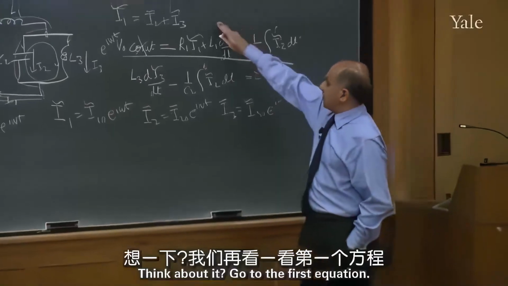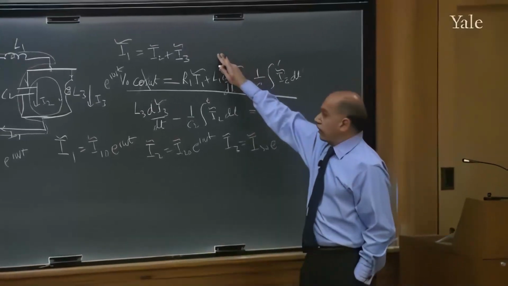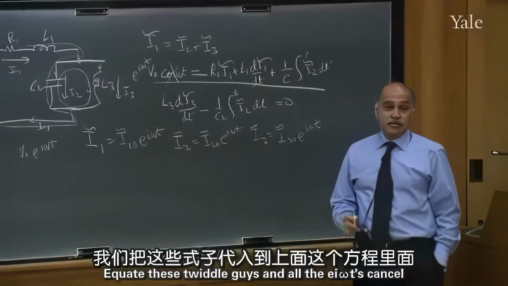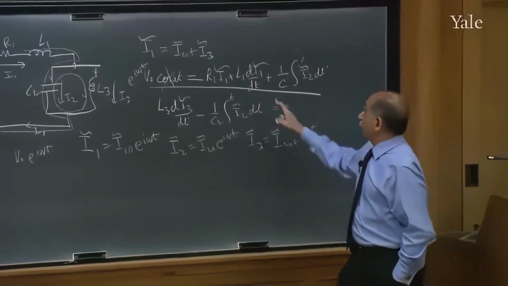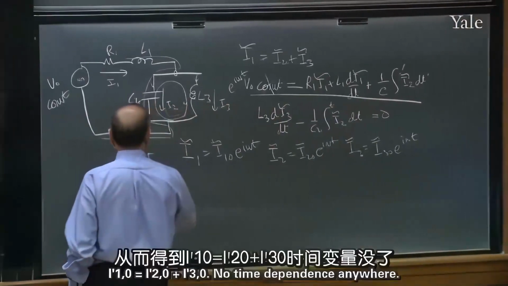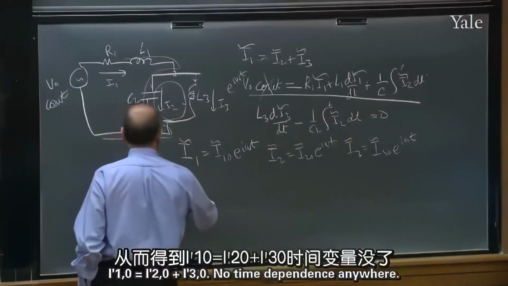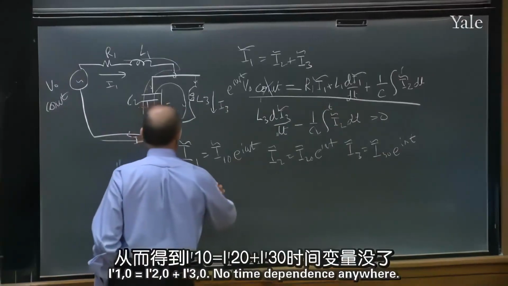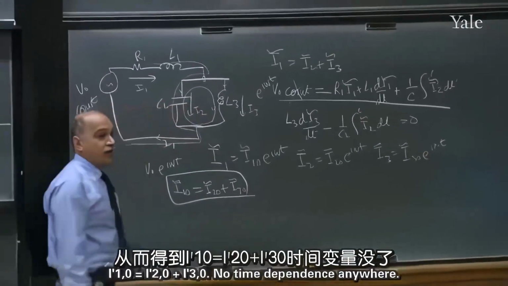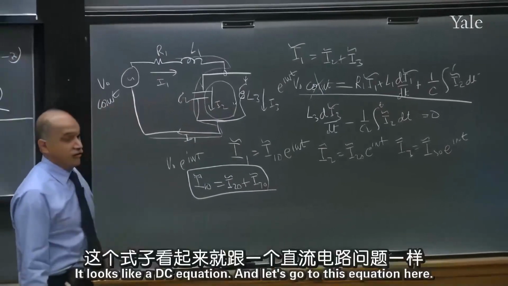And what does this mean? Think about it. Go to the first equation. You equate these twiddle guys, and all the e to the i omega t's cancel on all three terms. So you get an equation that says I1 twiddle 0 is equal to I2 twiddle 0 plus I3 twiddle 0. No time dependence anywhere. Looks like a DC equation.